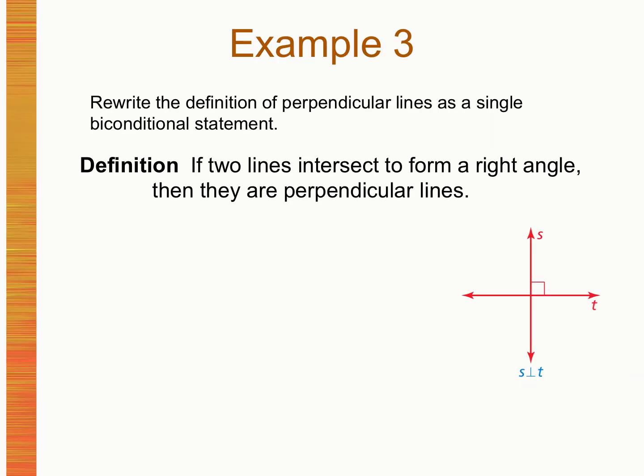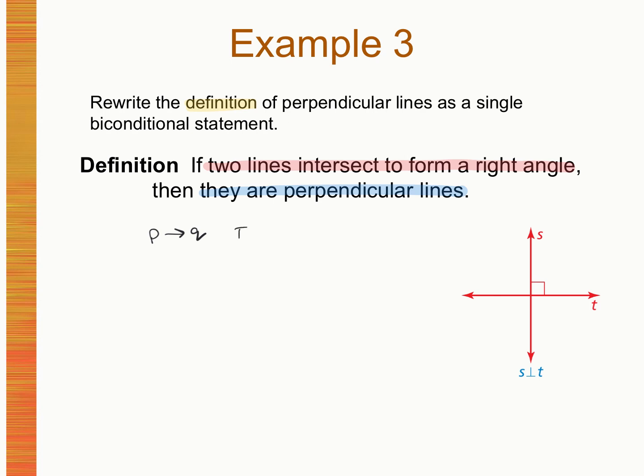Okay, so here we go. Rewrite the definition of perpendicular lines as a single biconditional statement. So notice this is a definition. Definitions can always be written as biconditionals. Right now, our hypothesis is if two lines intersect to form a right angle, and our conclusion is then they are perpendicular lines. So again, to be able to do this as a biconditional, it has to be true in this order, P then Q. And if you notice, if two lines intersect to form a right angle, they are perpendicular.